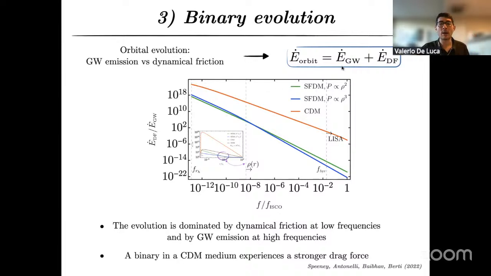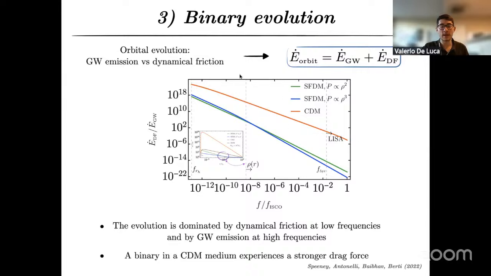So we can study how dynamical friction is going to affect the evolution of the binary by studying its competition against the gravitational waves. So this plot shows on the vertical axis the ratio between the dynamical friction contribution in the energy power and the emission of gravitational waves, in terms of the frequency of the in-spiral. So when the frequency is very low, which means that the binary is very, very wide, dynamical friction is the main driver of the evolution of the binary. But then as you go to larger frequencies, so when the binary is narrower, gravitational waves take the lead and they dominate the evolution of the binary system.